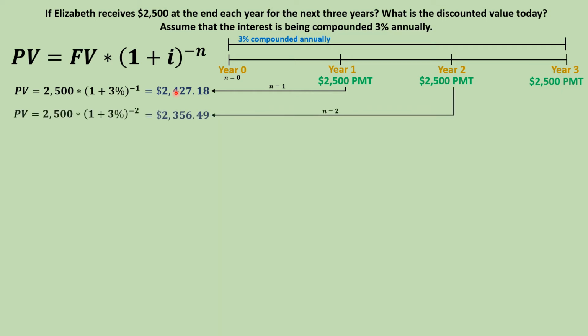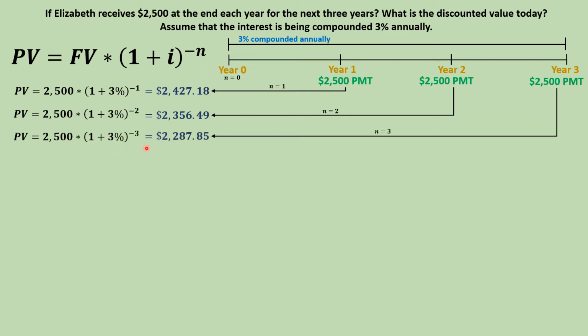Now, when we discount the amount from year 2, to get to today it's going to take 2 years. So if we discount the present value for 2 years, we're going to get $2,356.49. And lastly, if we discount 2,500 for 3 years in total, where n equals 3, we're going to get $2,287.85, right? You were using this formula in each of the 3 cases.